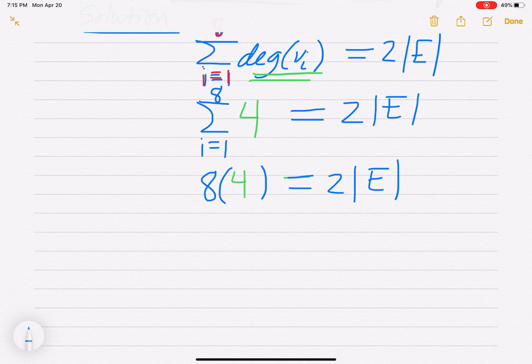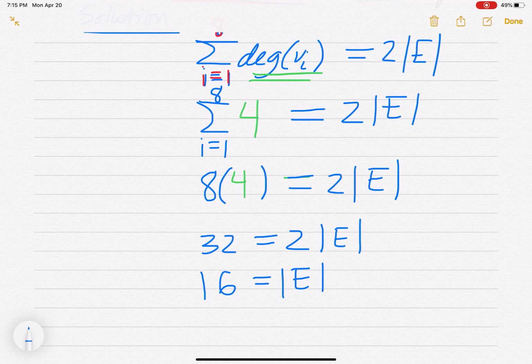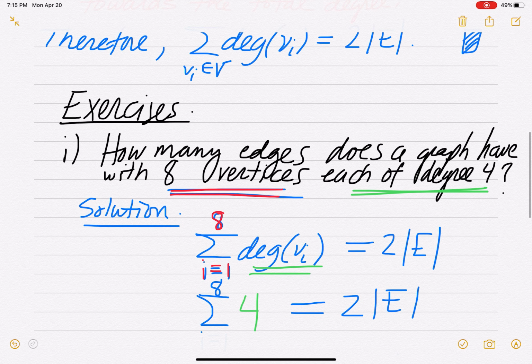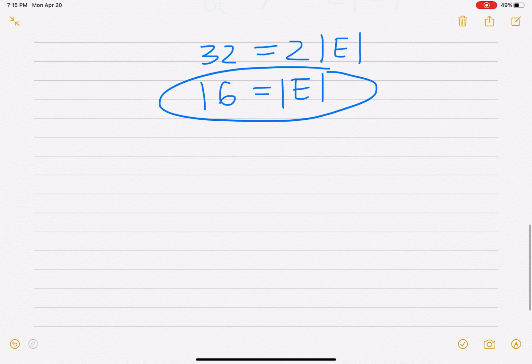Here we're going to have what? 16. No, that's, yeah, 16 is the answer. I'm getting ahead of myself. This is going to be 32 on the left. 8 times 4 is 32, equals twice the number of edges, and divide both sides by 2. You get the number of edges equals 16, right? And that's what you wanted. You wanted to find the number of edges in such a graph. That's what the question was: how many edges does the graph have? So 16 edges.